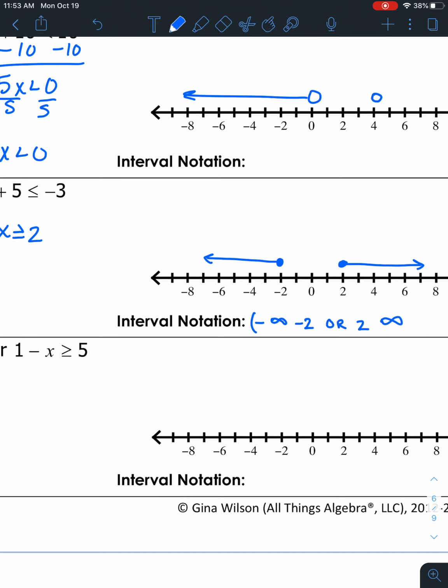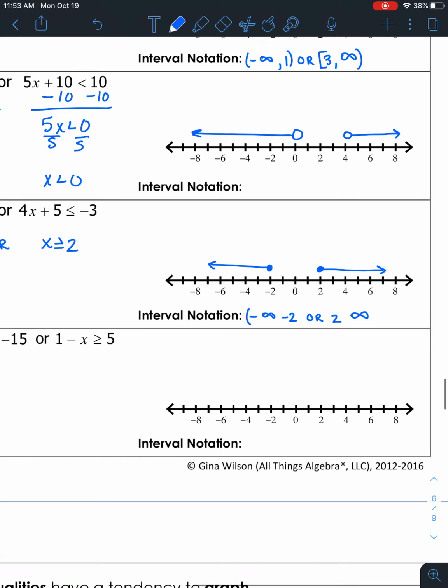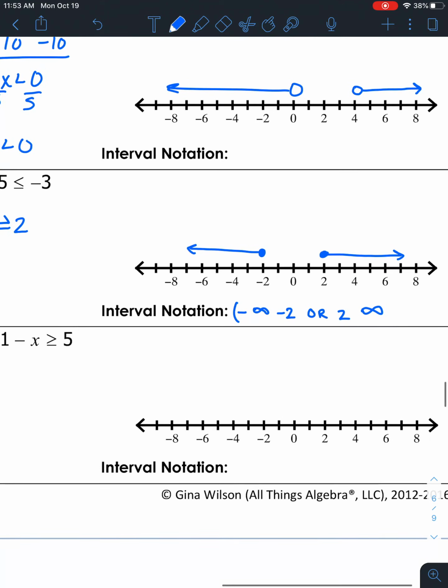So open circle at 4, shading in the direction that it's pointing. It's an or, so they're getting divorced, so that looks great. All right, let's do our interval notation.